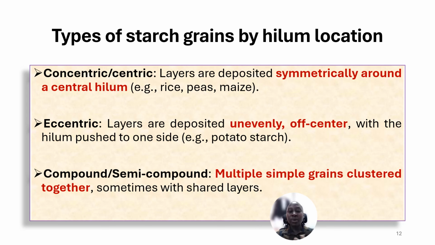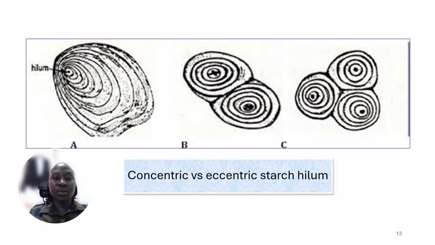But for compound or semi-compound, these are multiple simple grains, be it centric or eccentric, they are clustered together, sometimes with shared layers. And this is exactly what I was referring to. You see this? This is an eccentric. Here is our hilum.